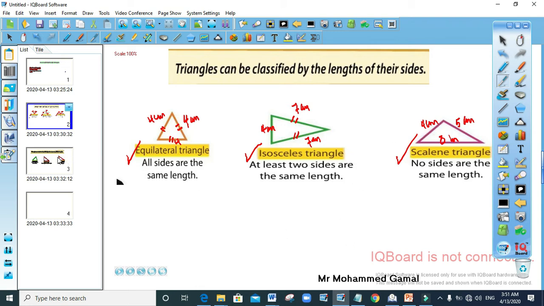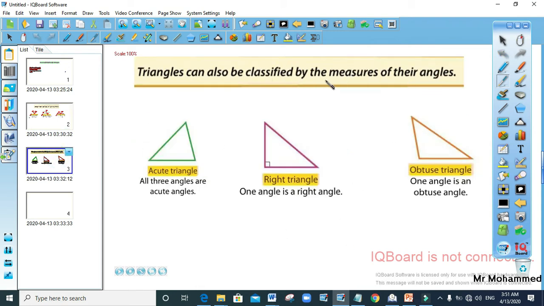How do we classify the triangle according to its angles? You studied angles before, and you know the angles are 3 kinds: acute angle, right angle, and finally obtuse angle. Let me remind you again with this.